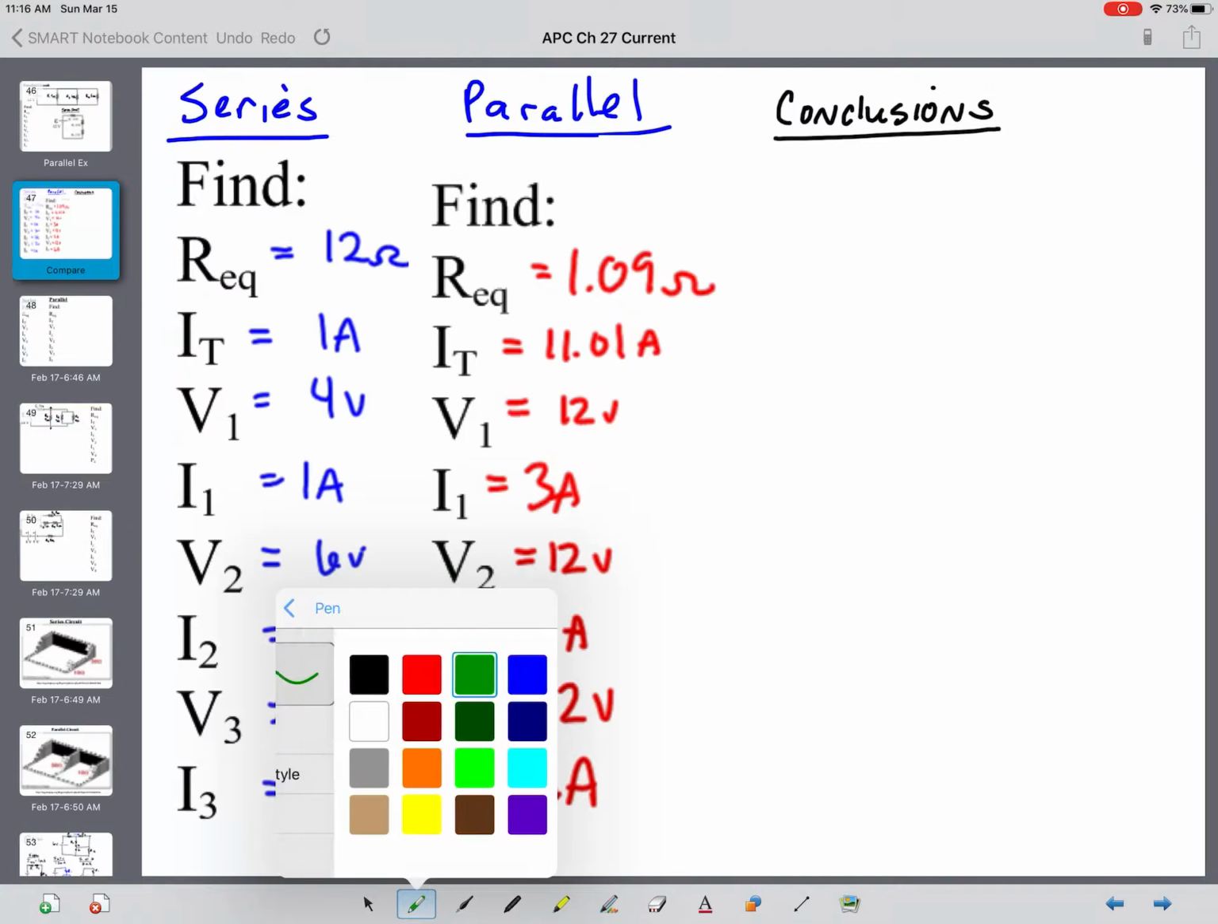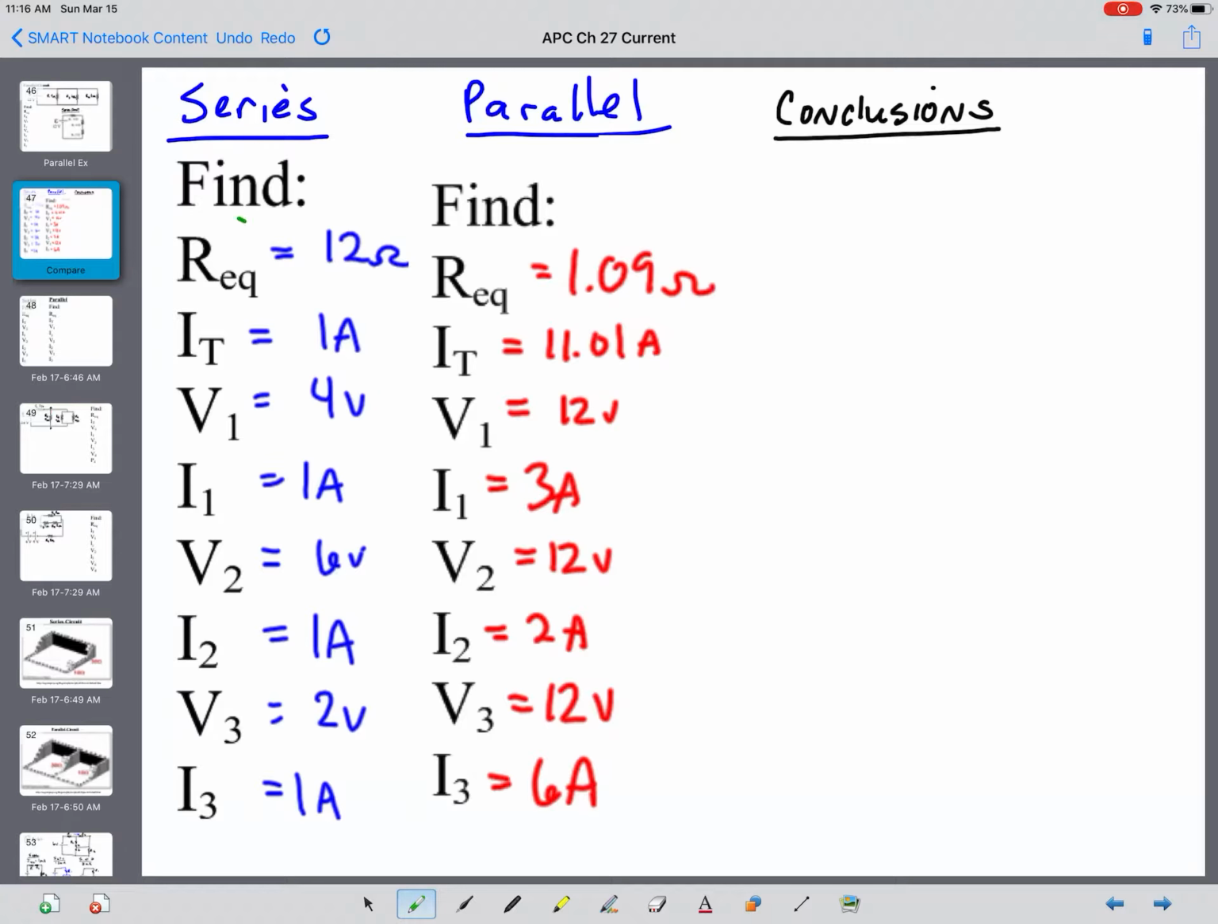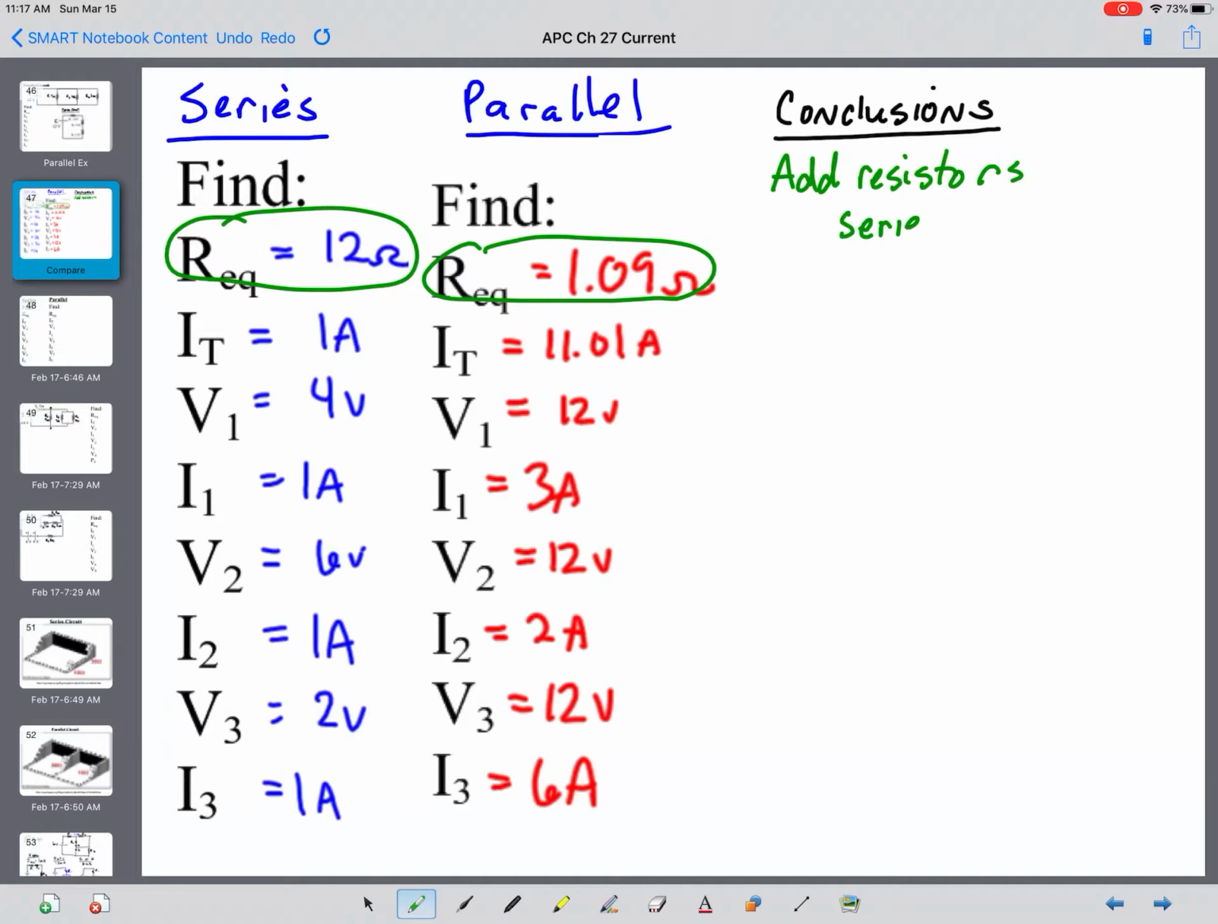If you look at your values here, equivalent resistance for series, equivalent resistance for parallel. Well, when you add resistors and you're in series, that's more obstacles. So then the equivalent resistance is driven up. When you add resistors in parallel, that's more branches. And so the equivalent resistance goes down because there are more paths by which those charges can move.